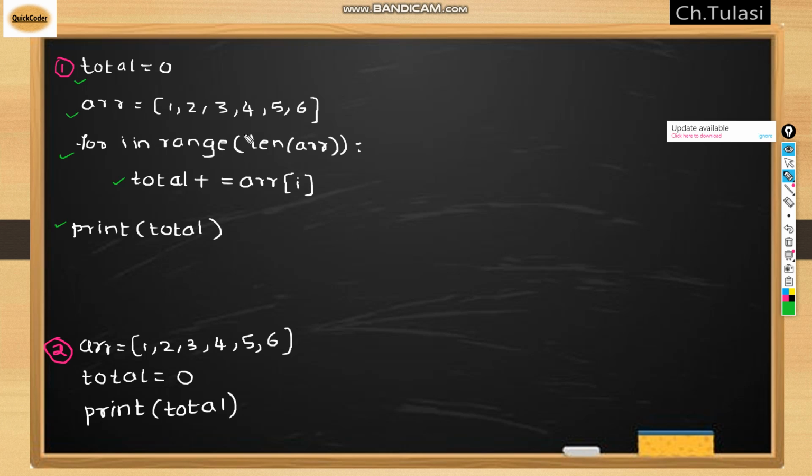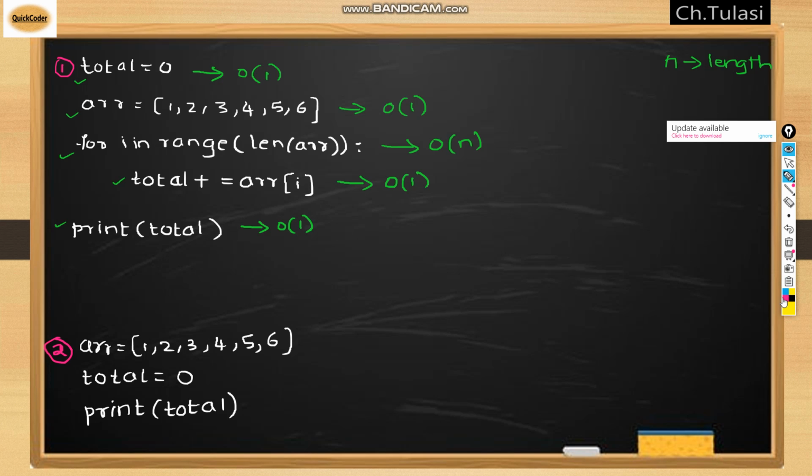Okay, so let's see. First one, this total is equal to 0. For initializing this, it takes O of 1 time. For initializing this array, it takes O of 1 time. For traversing through the array, let n be the length of the array. So it traverses O of n times, and as it is an arithmetic equation, it takes O of 1. For printing, it takes O of 1.